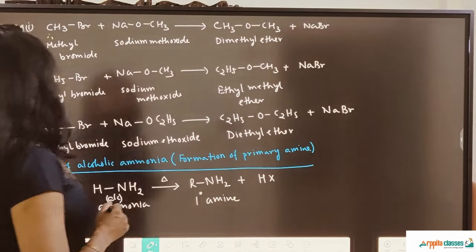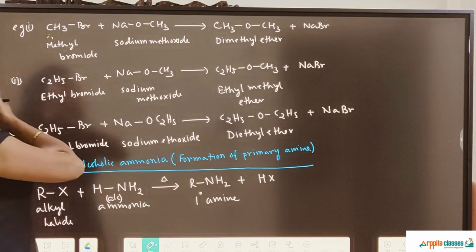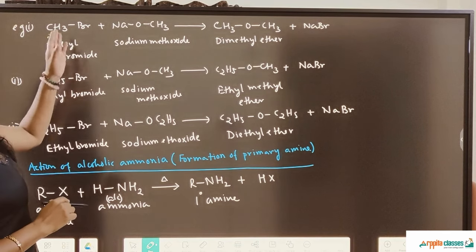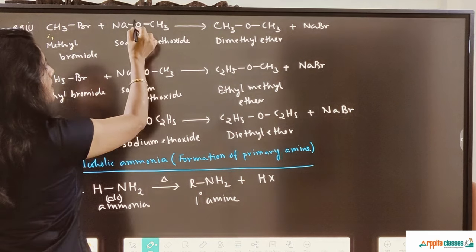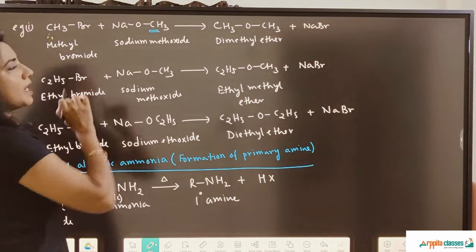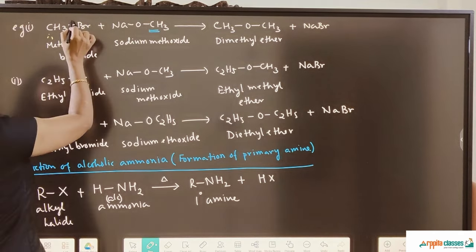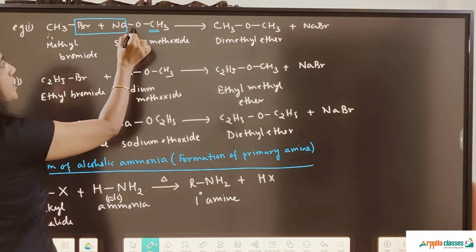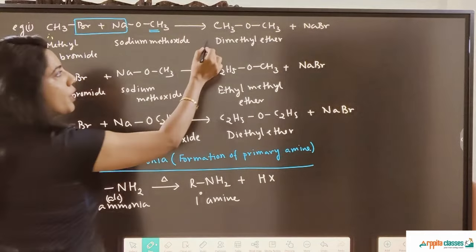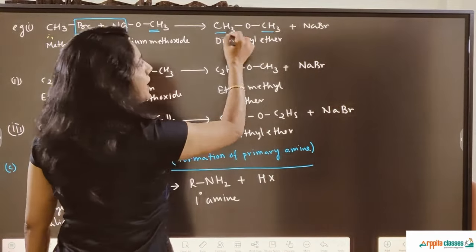Okay, the next one is, so we are seeing the example here, CH3Br, that is methyl bromide, is reacted with sodium methoxide. See, this is your methoxide. R group is methyl group, so sodium methoxide. So what happens is NaBr comes out from here and you get CH3OCH3, which is your dimethyl ether.